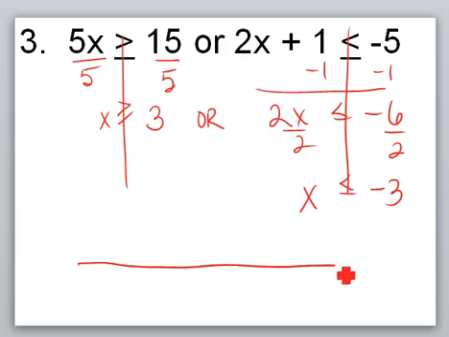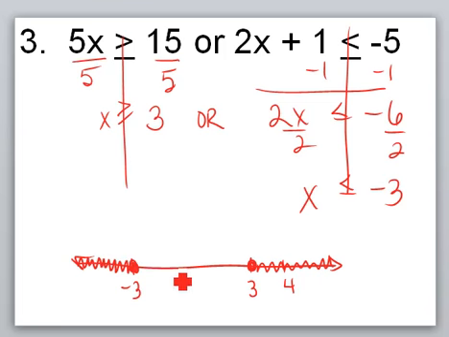This is one or the other, so it's either greater than 3, so that means a colored in dot at 3. Greater than 3 would be to the right, or less than negative 3. Less than negative 3, colored in dot, and it'd be shaded to the left. We can include some other numbers on there, like I've said, but we need to make sure we definitely include the 3 and the negative 3.